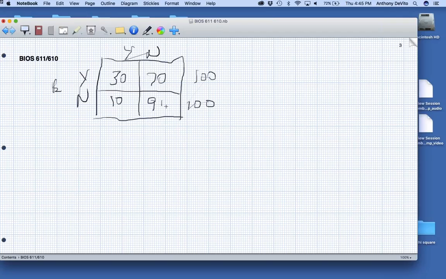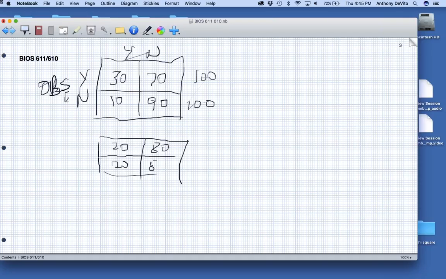70 and 90. Okay, and down here are our expected values. These are our observed, and that's our exposure. And down here, going to be 20, 20, 80, and 80. Now notice that had this been 50 people that weren't exposed, then this number would have been 10. It would have been the same ratio based on the prevalence.